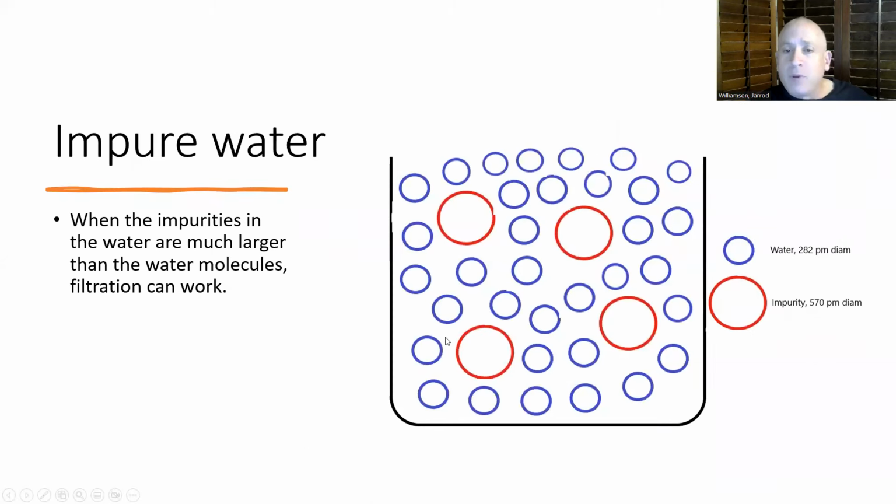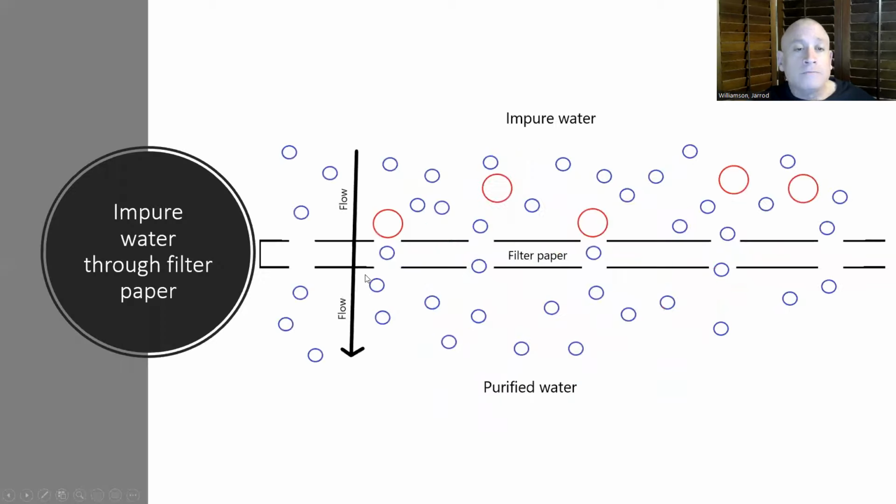Here I have an example of impure water. I made this on my computer. And here I have water molecules. Water molecules, according to various sources, have a diameter of about 282 picometers. One picometer is 10 to the minus 12 meters. Really small. Here I drew an impurity and made it roughly double the size, 570 picometers, so the impurity is larger than the water.